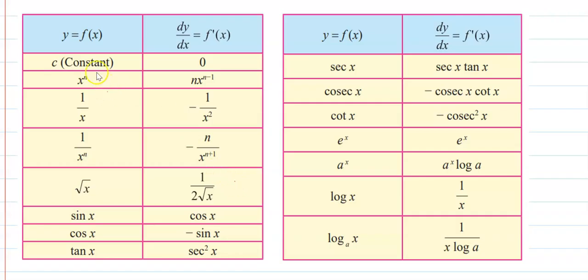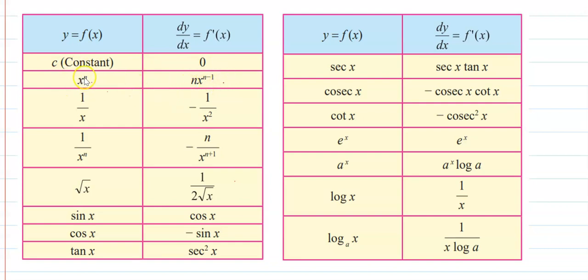This is the list of derivatives. y is equal to f of x, and here dy by dx is equal to f dash of x. Derivative of any arbitrary constant. Derivative of constant is 0. Derivative of pi is 0. Derivative of x raised to n is n into x raised to n minus 1.